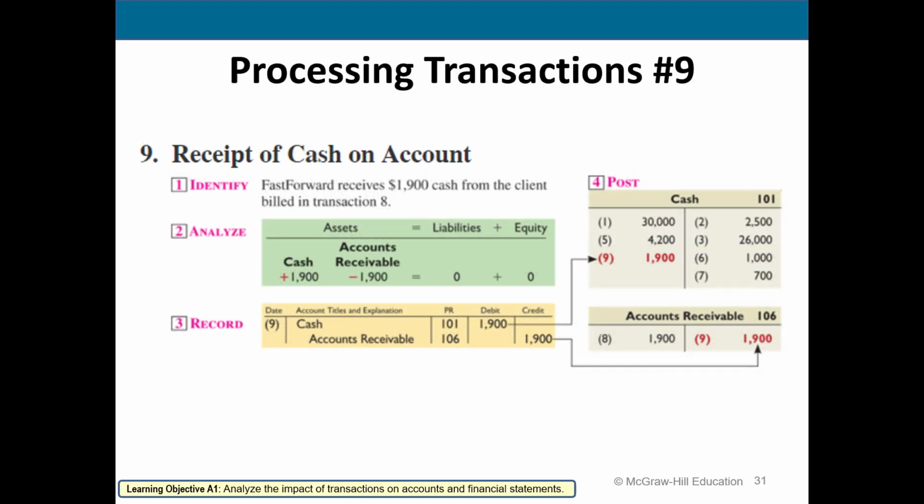Here we received cash from our customer. So now we're debiting cash to increase it, and we're crediting accounts receivable to decrease it. These are both assets. So one asset went up, one asset went down. So now this customer no longer owes us.